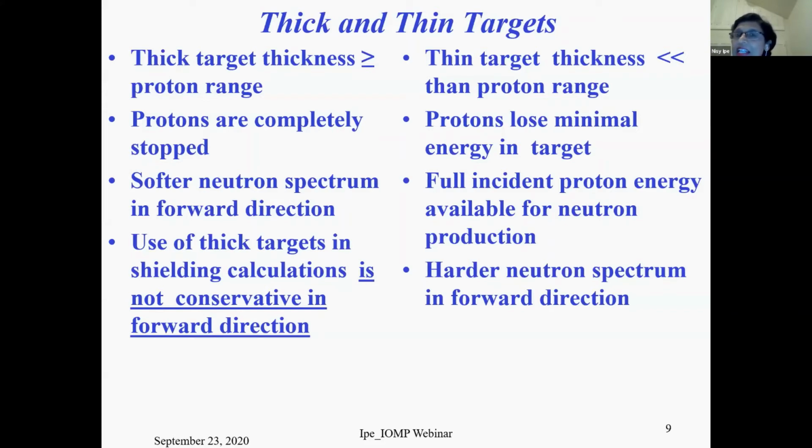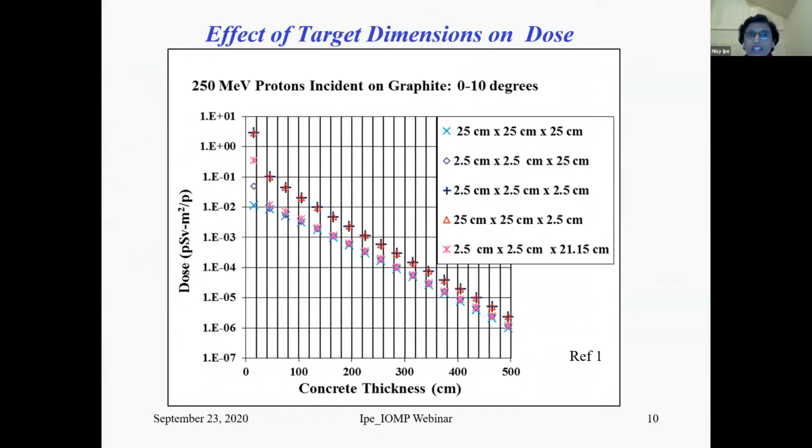Now, thin targets have thicknesses which are much less than the proton range, and the protons lose an insignificant amount of energy in the target. So the full incident proton energy is available for neutron production, and this produces a harder neutron spectrum in the forward direction. So here we see the effect of target dimensions on dose for 250 MeV protons incident on a graphite degrader, and this is in the forward direction, 0 to 10 degrees.